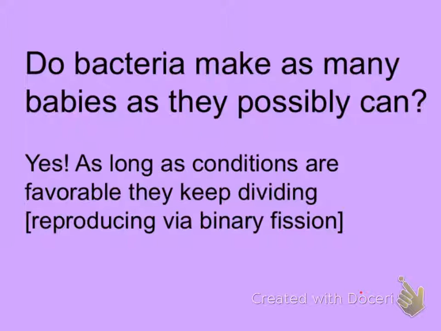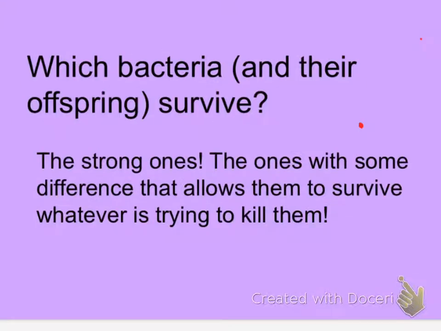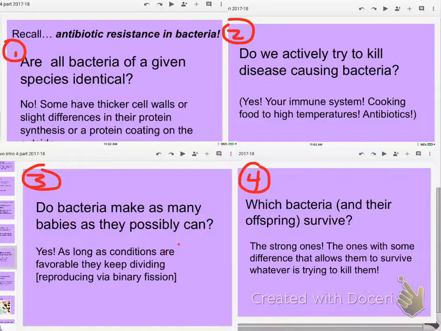Many will die. They make a lot more offspring than they think will survive. And who survives? The ones who have some difference that allows them to survive. That's the 4 points of natural selection right there. Everybody's a little different. Life is tough. Many will die. Best fit survive.